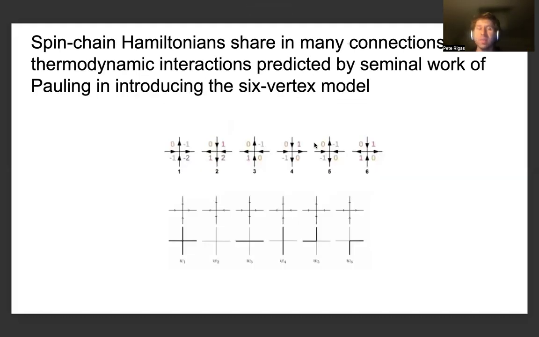And as we had just mentioned, the spin chain Hamiltonians share many connections with thermodynamic interactions predicted by the seminal work of Pauling in introducing the six-vertex model, which is given by an ice model, or a vertex model, which is given by the constraint that about every vertex of the square lattice, the number of arrows pointing inwards and outwards of each configuration is even, or is 2.